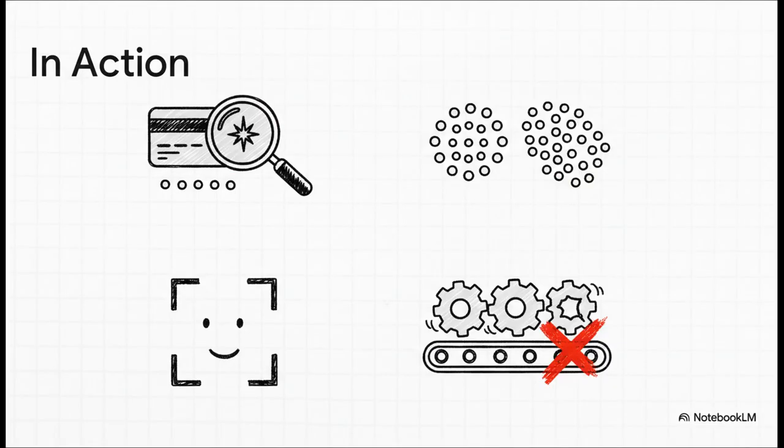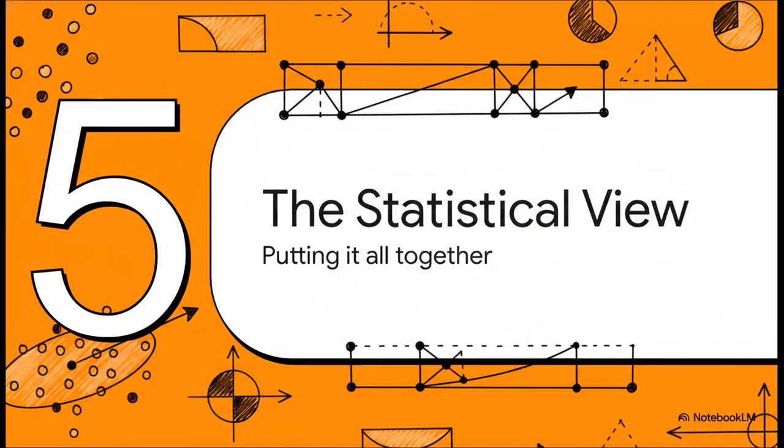And you can see it in action everywhere. Banks use it to spot fraudulent credit card charges that just look statistically weird compared to the shape of your normal spending. AI uses it to find non-circular groups in data. It's used in medicine to flag unusual lab results, in facial recognition systems, and even on factory floors for quality control. It is everywhere. All right, let's bring it all home in our final section, the statistical point of view.